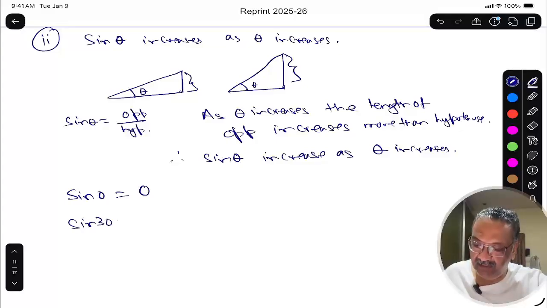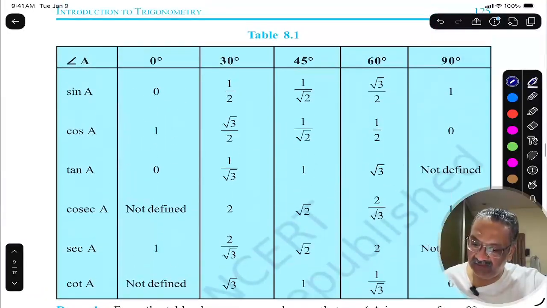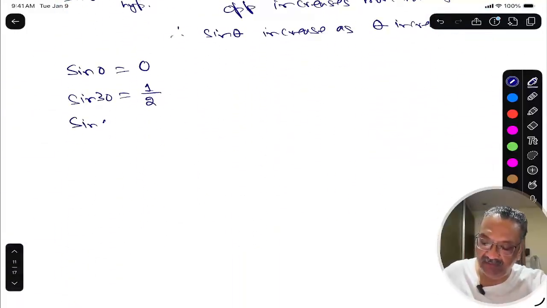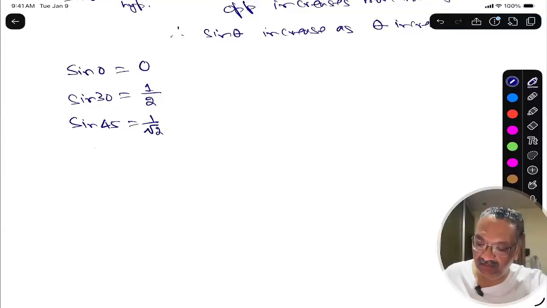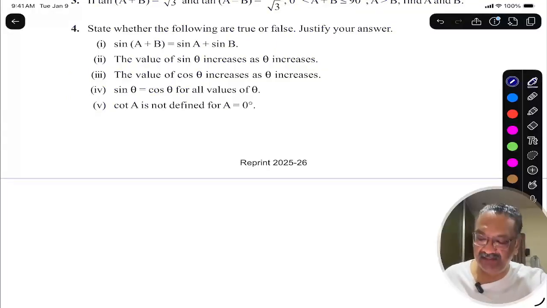Sin 30 is 1 by 2. Okay, correct? Sin 30 is 1 by 2. Sin 45 is 1 by root 2. See, it is going on increasing. And sin 90 is 1. So we see that as theta increases, the value of sin theta is also increasing.